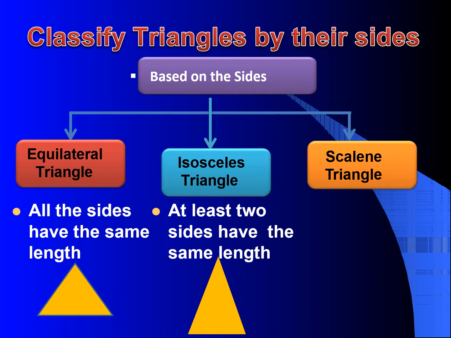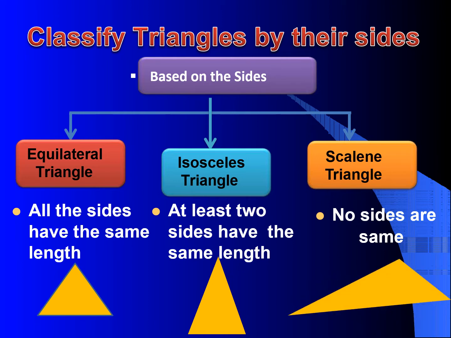What about the scalene triangle, guys? In the scalene triangle, no sides are the same. All of the sides are different in length. So this triangle is going to be named a scalene triangle, like the one shown here. Do you see here? All of the sides are not the same. All of the sides are not equal in length.